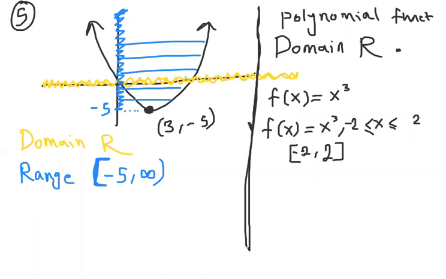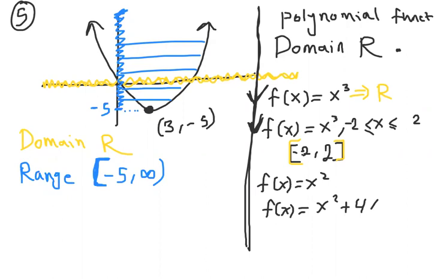So with a condition is different from without condition. Without condition is always R. So here the domain is R. The domain here is the closed interval. So the quadratic equation is a polynomial function. f of x equal x squared is a polynomial function. Or f of x equal, for example, x squared plus 4x. This is a polynomial, so the domain is R without giving a condition.